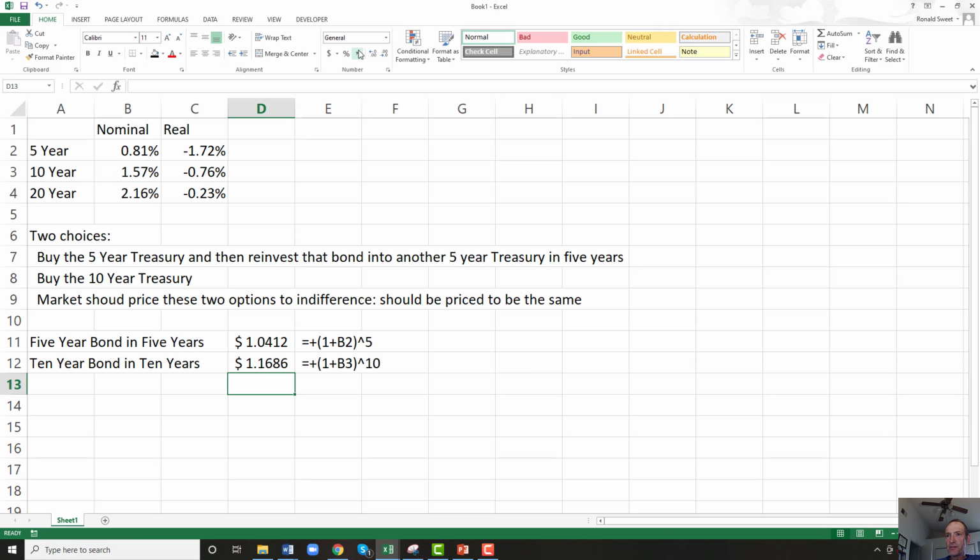If we took those coupons and reinvested them and kept putting them back in the portfolio, we would probably end up with the bond portfolio worth about 1.1686. So what does this imply the 5-year rate will be in 5 years?